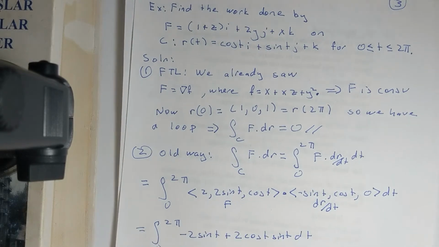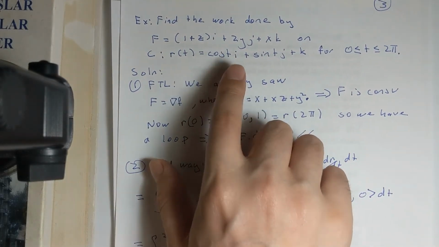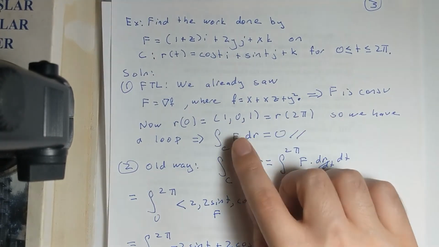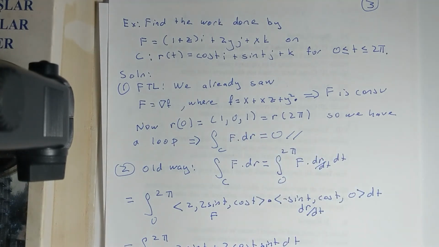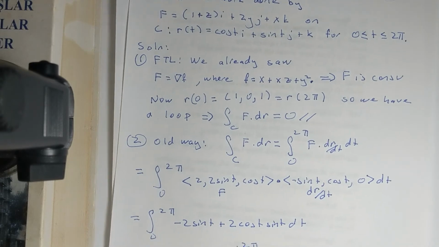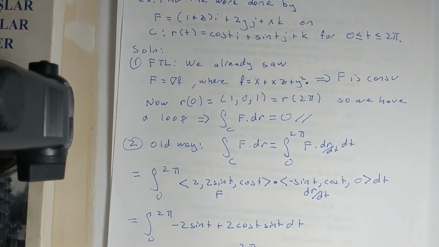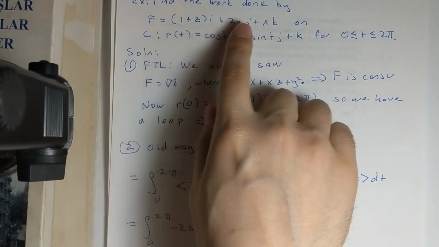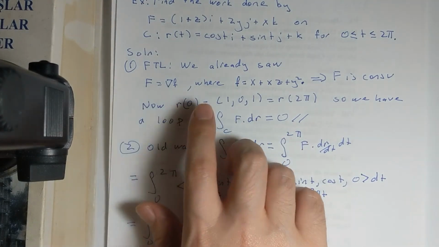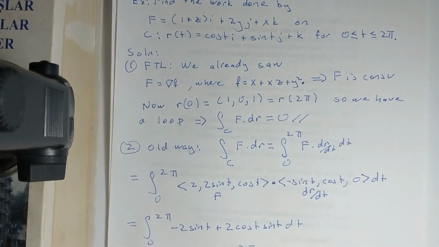Now, what we note is r of 0, plug r of 0 into this function, you get the point 1, 0, 1. And plug in 2 pi, you get the same thing. So we have a loop. And we know that for conservative fields, the work done around the loop is 0, nothing. So we didn't have to do any calculations at all just because we knew it was conservative. And we knew it was conservative just by taking the components. We didn't have to find small f. And because the starting point and end point are the same, the work integral has to be 0, done.